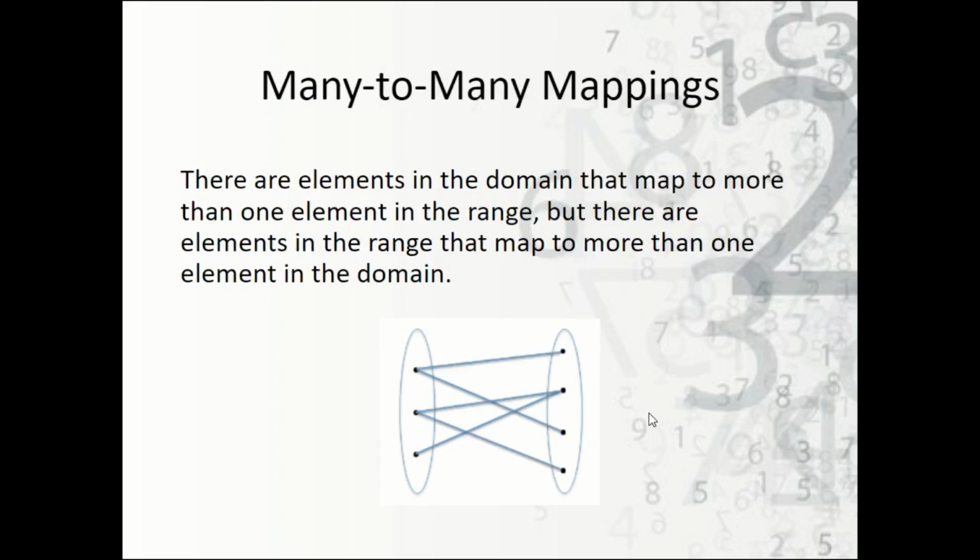The last one is many-to-many, and this means that there are multiples that go in both directions. So it's both many-to-one and one-to-many. So here we have this point here that's mapping to multiples here in the range. And we also have this one in the range that's mapping to multiples in the domain. So this is many-to-many.